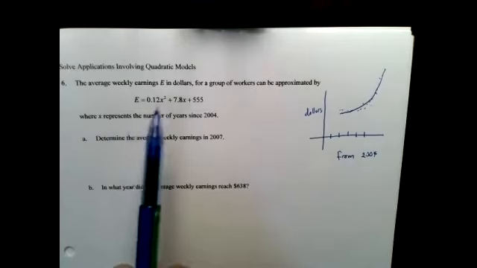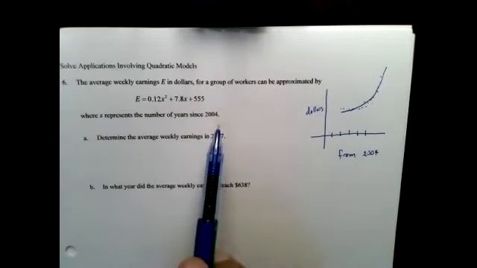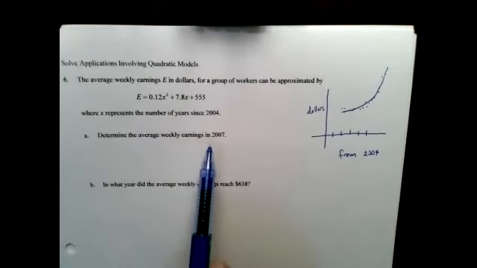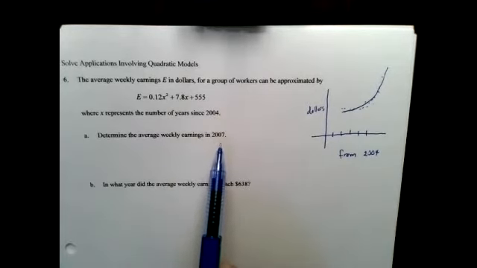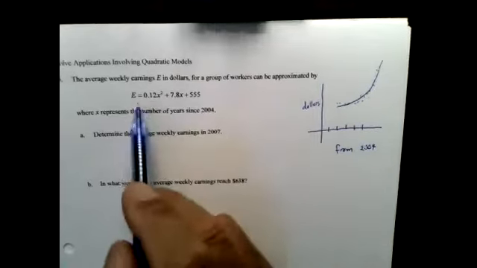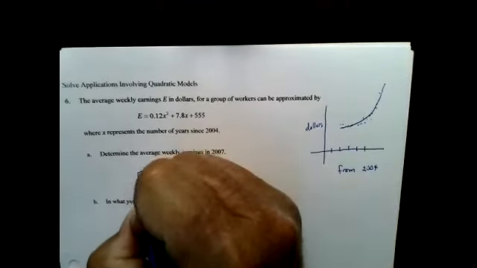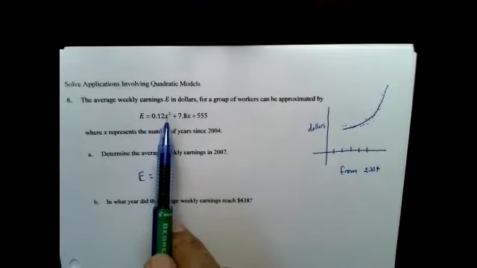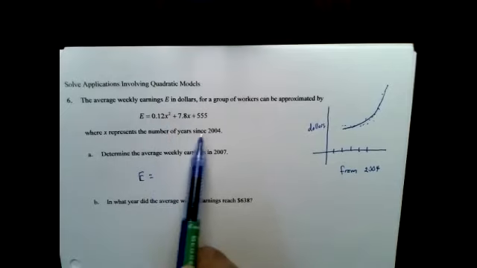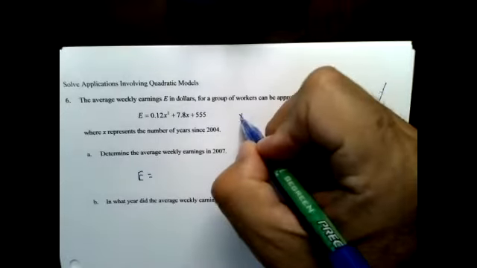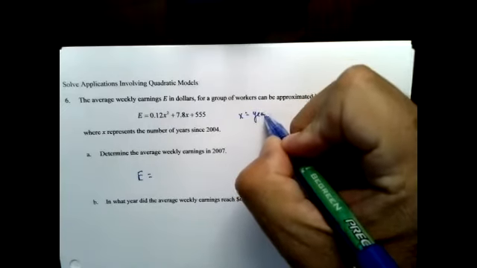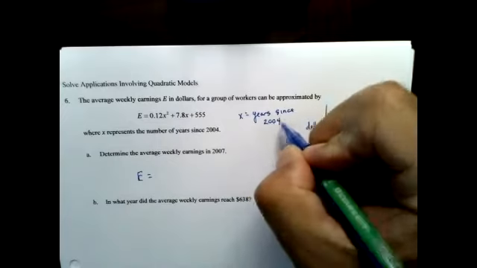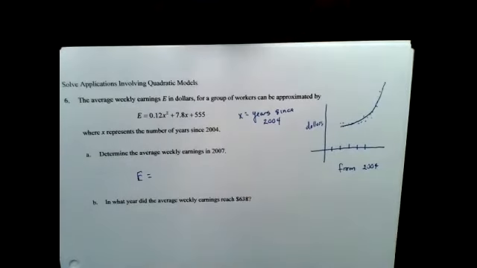This is the year in dollars from 2004. So determine the average weekly earnings in 2007, which is 3 years later. So E stands for earnings. I don't know why they have X. They should call it Y for years because this is years. So really they should almost have a sign: X equals years since 2004, because somebody might be tempted to put 2007 in there.